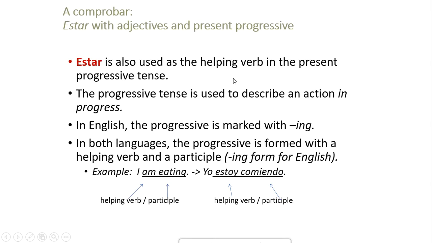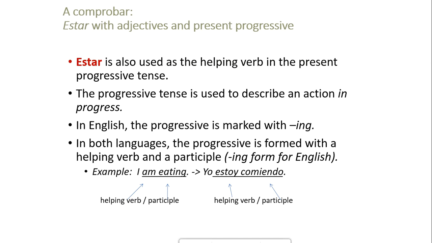Estar is also used as the helping verb, that is to say the auxiliary verb, in the present progressive tense, and we're using that to talk about actions in progress. For example, at this moment, I am speaking. Okay, en este momento estoy hablando. Now, a lot of times you could also use present tense, and that's fine too. This construction is just emphasizing that something's in progress at that time.